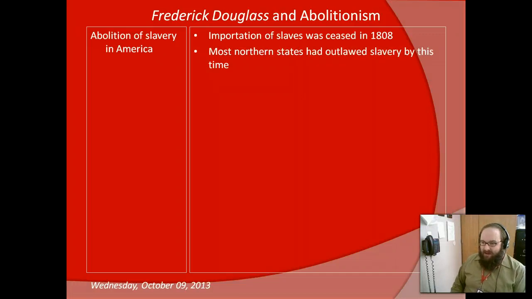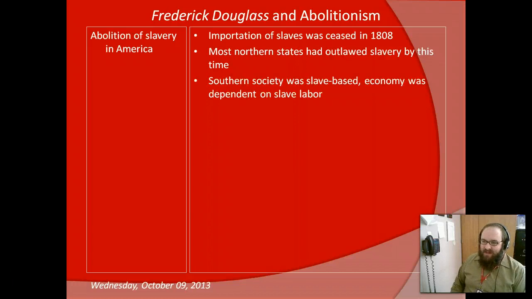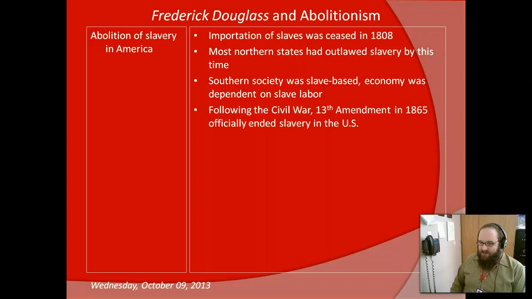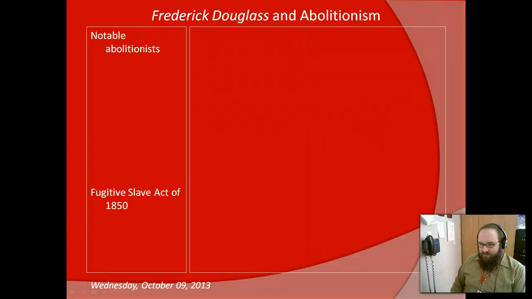Most northern states had outlawed slavery by 1808. Southern society, though, was slave-based. As we all know, the economy was dependent on slave labor. And then finally, of course, slavery was officially abolished following the Civil War and the 13th Amendment in 1865.